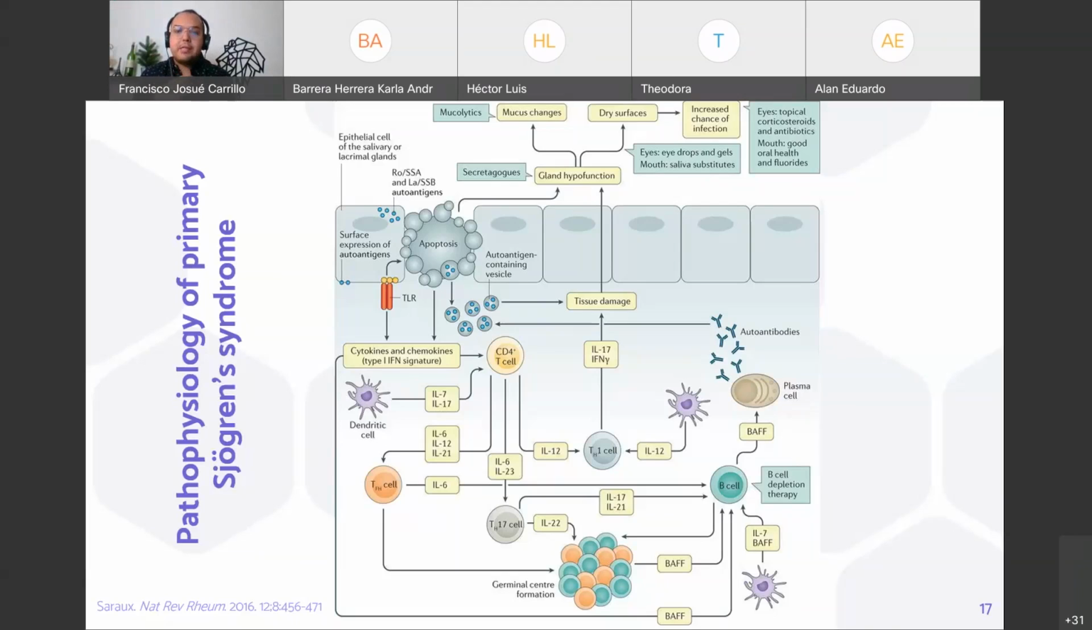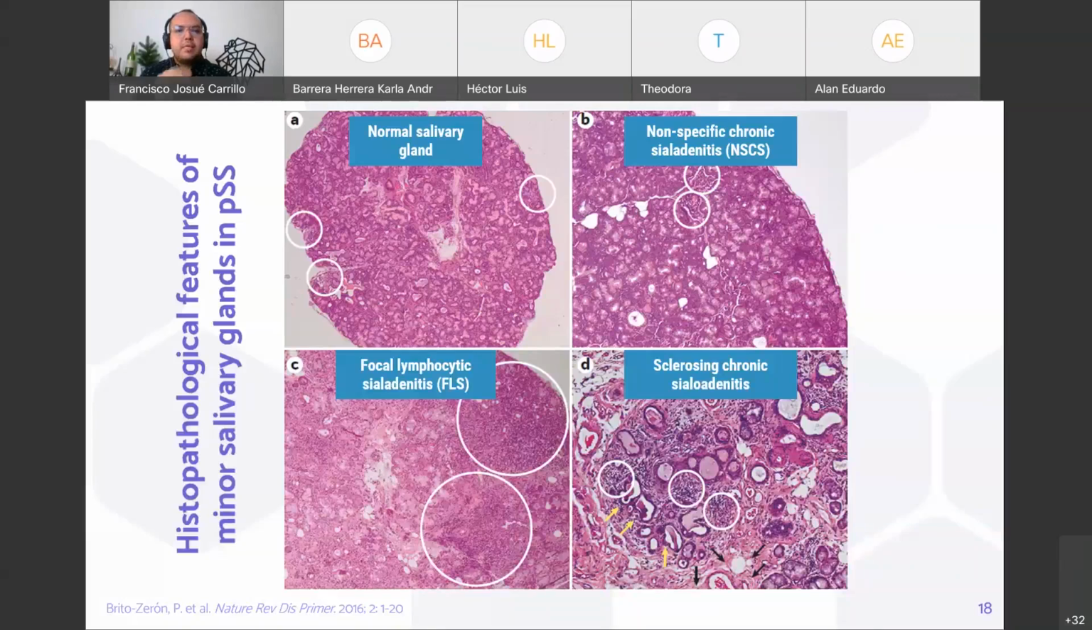And this is really interesting for us, and this is the key feature and the background of the study that we developed. As you may see, this is just an illustration. These are real microscopic images that we can use, for example, in the diagnosis or classification of patients with primary Sjogren's syndrome.